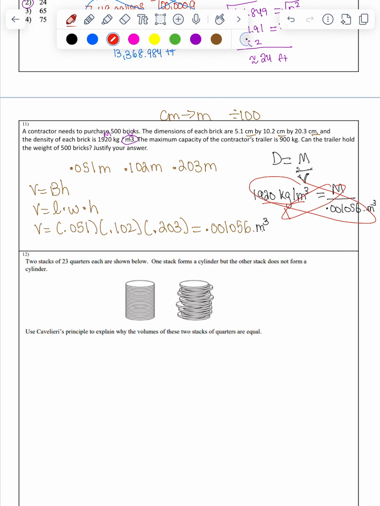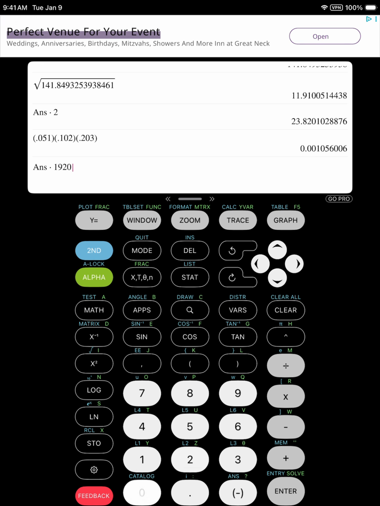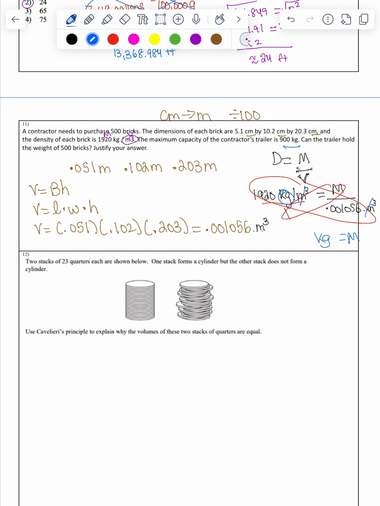We can cross multiply. And the great news is that the meters is going to cancel out. And our mass is going to be in kilograms, which is what it should be, because the maximum capacity of the contractor's trailer is 900 kilograms. So we want our weight to be in kilograms. So I'm going to multiply by 1,920. And I got 2.027. And once again, I have it in my calculator. So that's the weight of one brick.